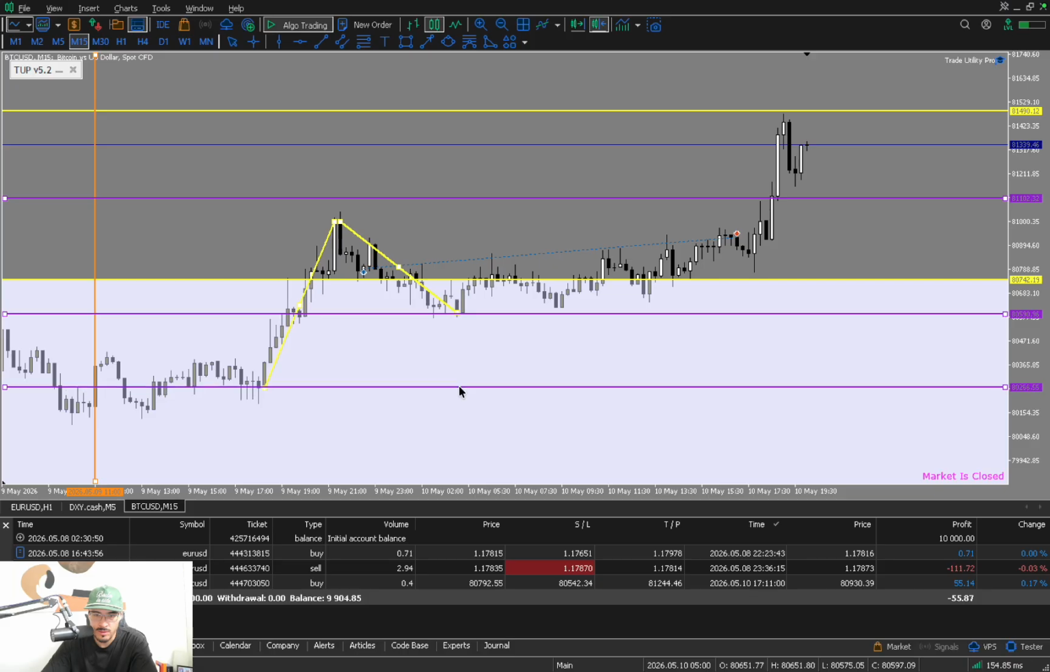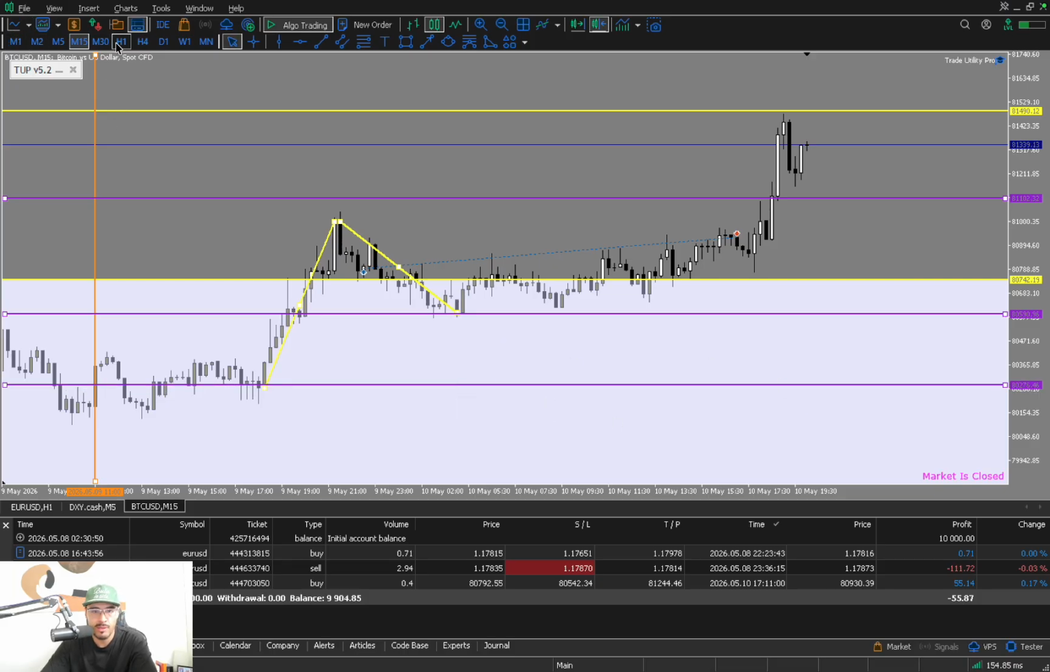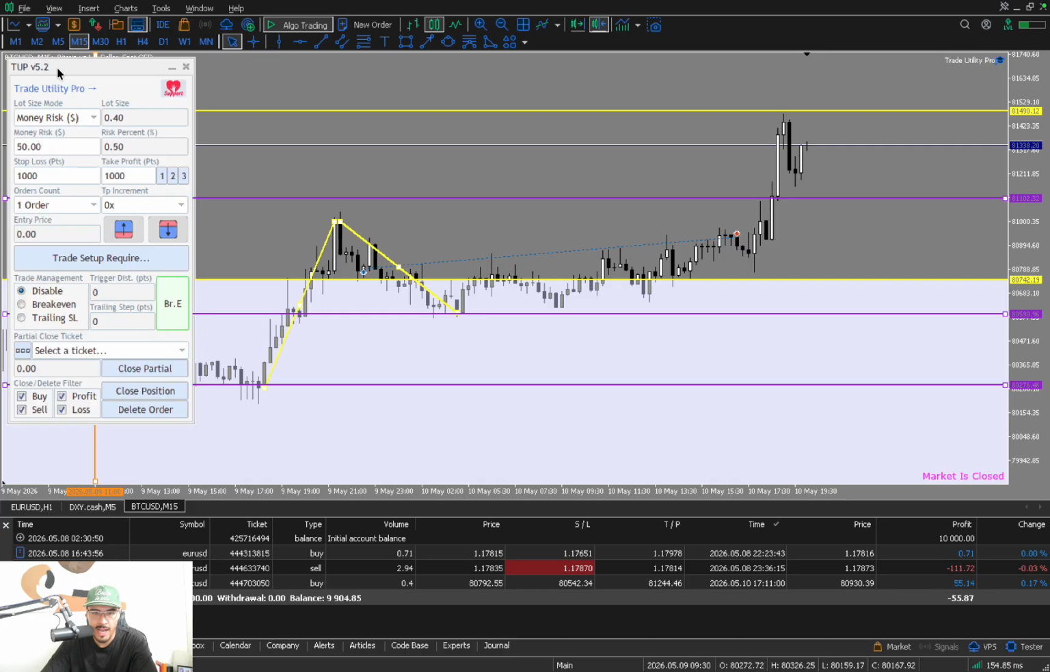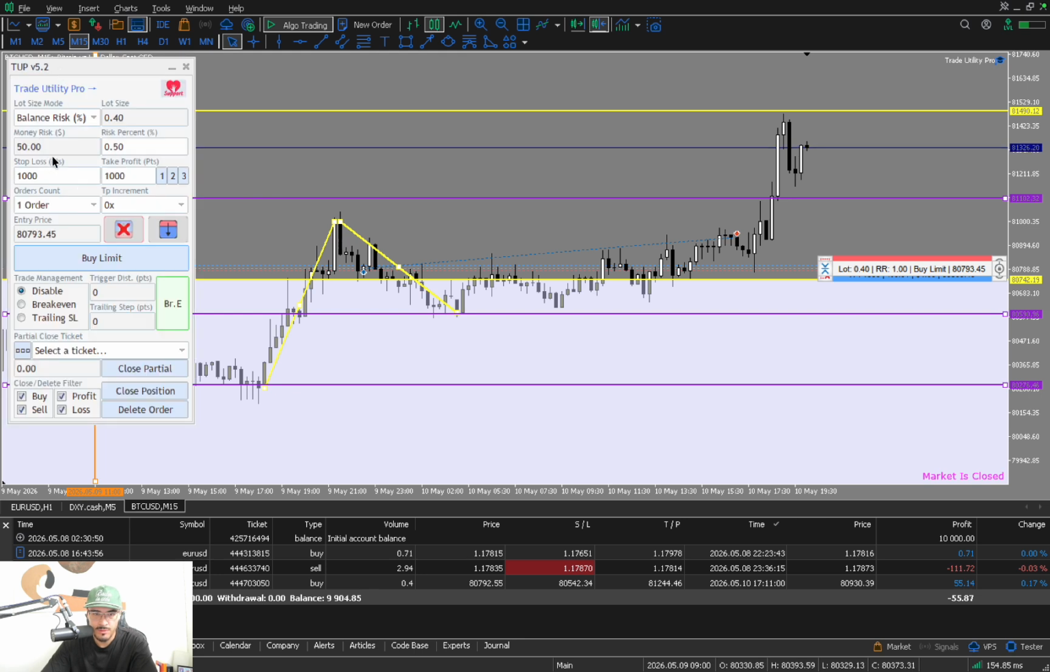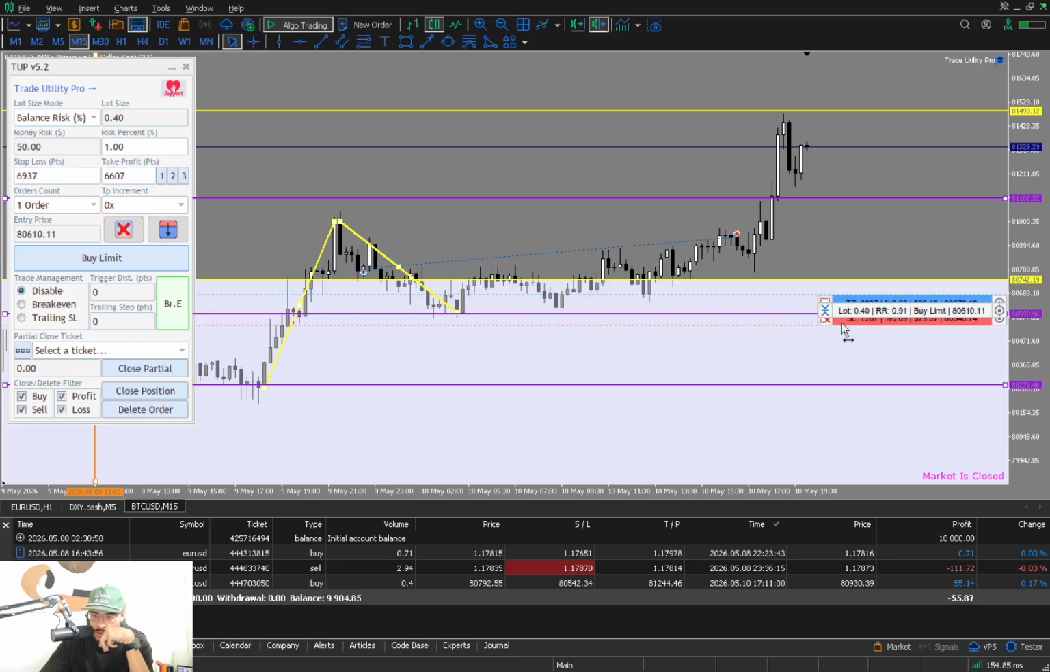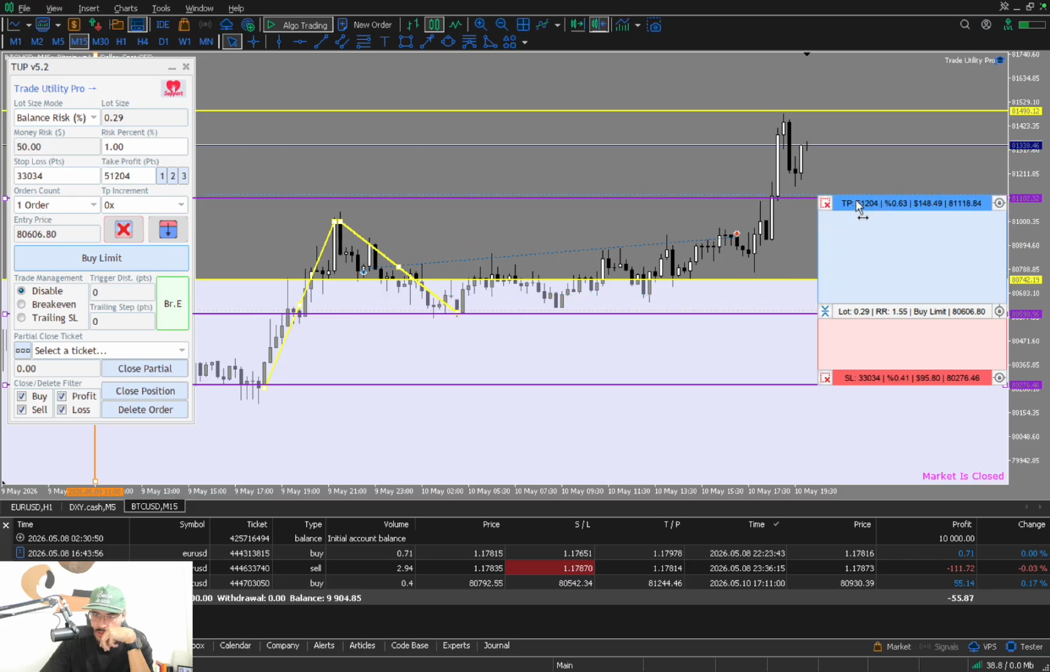Actually, my stop loss should have been here. This is where my stop loss should have been. So let's see how that looks in terms of the actual trade. So I would have done, let me see, balance risk, 1%. And so my entry would have been here. My stop loss would have been here. And my take profit would have been here.